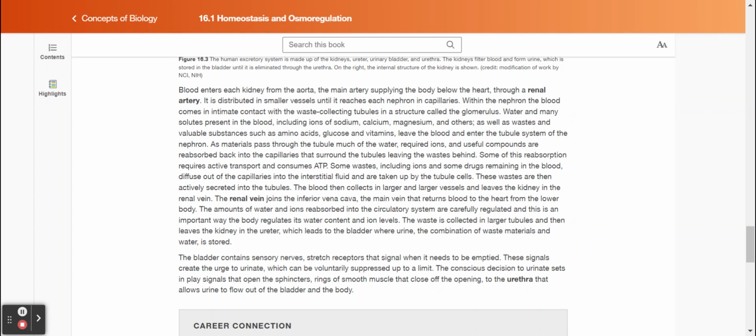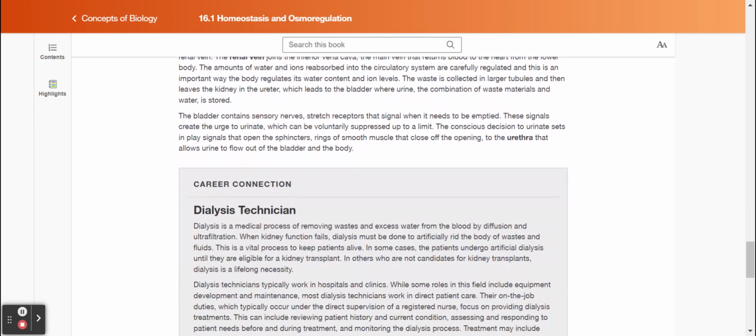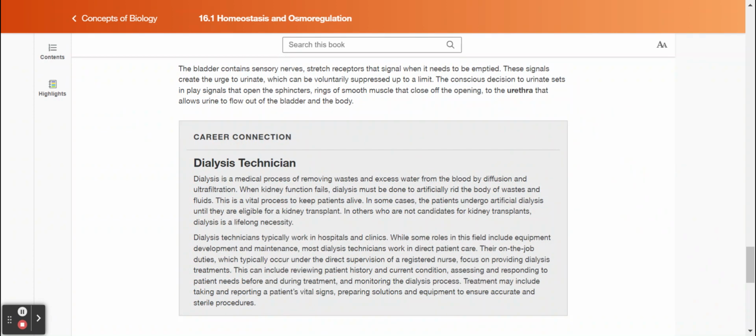The bladder contains sensory nerves, stretch receptors that signal when it is time to be emptied. These signals create the urge to urinate, which can be voluntarily suppressed up to a limit. The conscious decision to urinate sets in play signals that open the sphincters, rings of smooth muscle that close off the opening to the urethra, that allows urine to flow out of the bladder and the body.